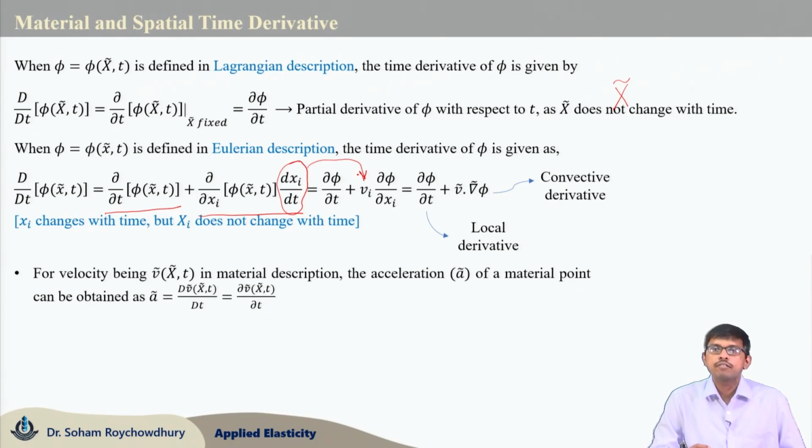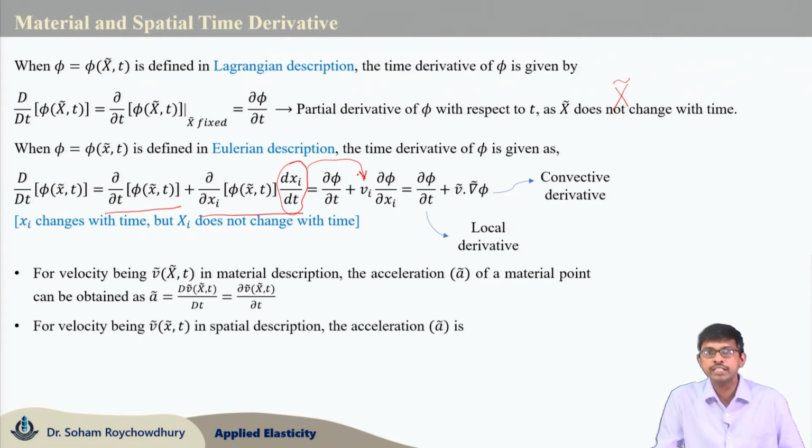Now, considering phi to be velocity, let us say phi we are choosing as velocity of the material and our objective is to obtain the acceleration. So, we need to take the time differentiation of phi, which is nothing but velocity vector. So, in the Lagrangian description or material description, the V is function of capital X and time. Thus, acceleration will be D Dt of V, which is nothing but del V del t, the partial derivative of V with respect to time.